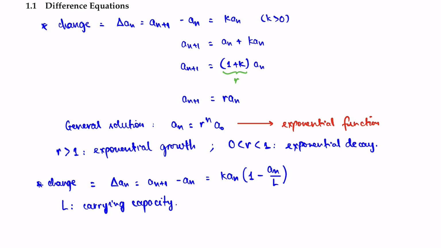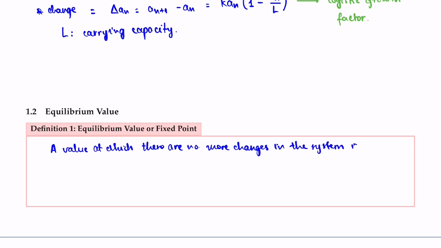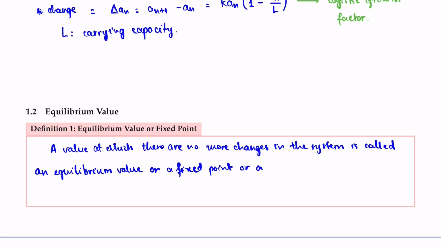Even though it's not realistic, it's still a good model to look at when you look into population growth or population decay of a species. This is called the logistic growth model, or growth factor. Again, this is a nonlinear growth factor. This is just a quick summary of the difference equations that we can use to model changes in populations. Before we jump into a prey and predator model, I'm going to give you the definition of equilibrium values. A value at which there are no more changes in the system is called an equilibrium value, or a fixed point, or a steady state.